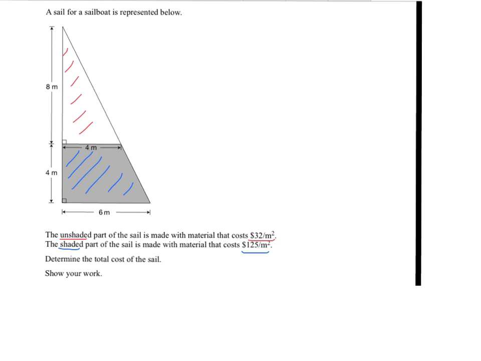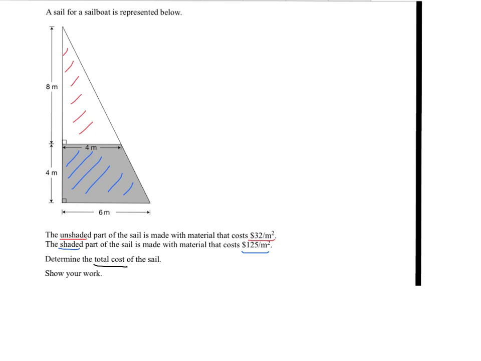We have to find the total cost of the sail. What would we do first in order to find the cost? We want to know the area. Why do we want to know the area of each part? So you know exactly how much material. Exactly. We need to know how much space this material is covering, right? How many meters squared of material do we need? That way we can find the cost, kind of like what we just did.